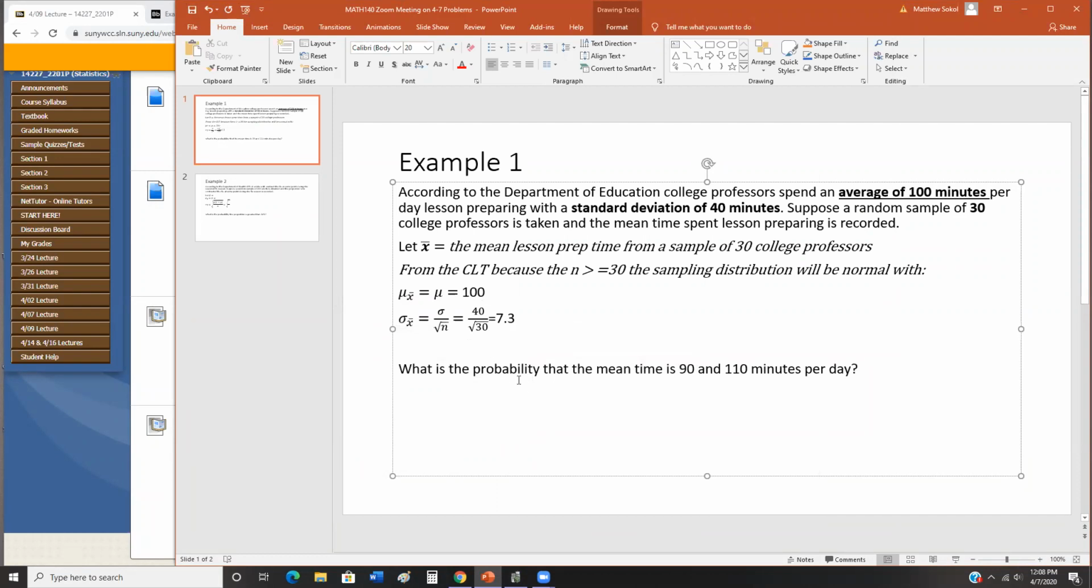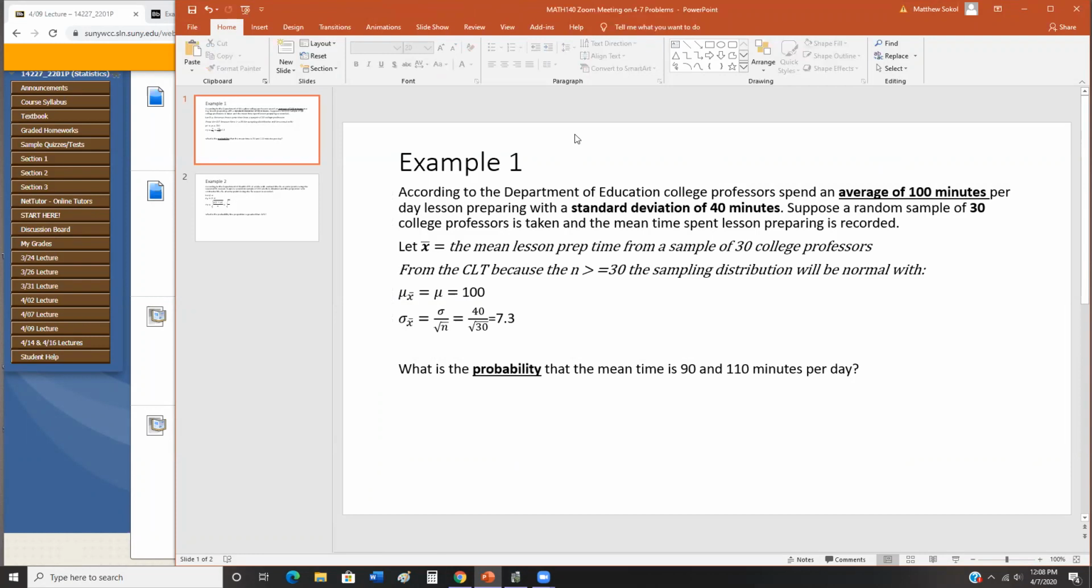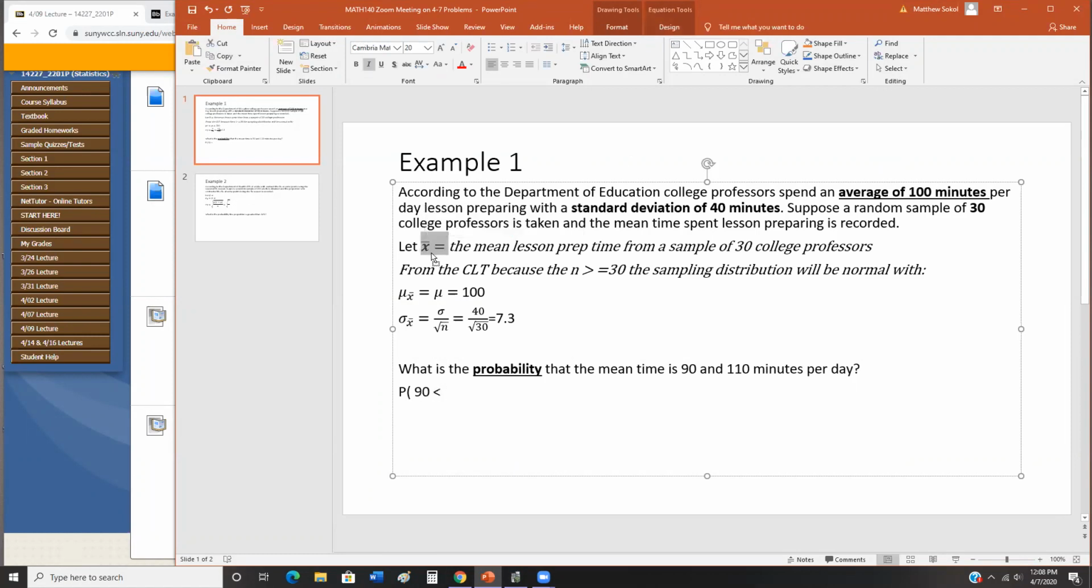Okay, so the next question asks, all right, this is the hardest part of these problems whenever you do them, because the next question is going to be some type of probability question. And once you get to this point, it's just using your graphing calculator, which is pretty easy. So the next part says, what is the probability the mean time is between 90 and 110 minutes a day? So I want to find the probability that this X bar is between 90 and 110 minutes a day.